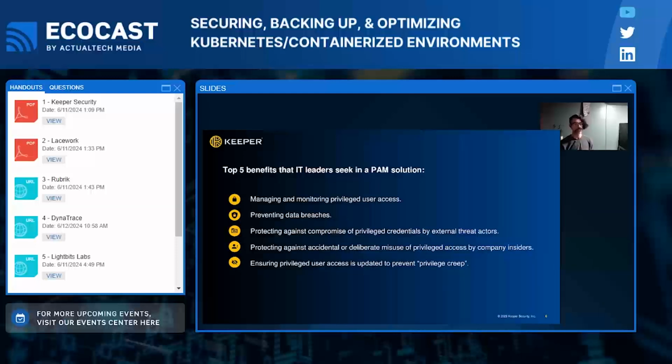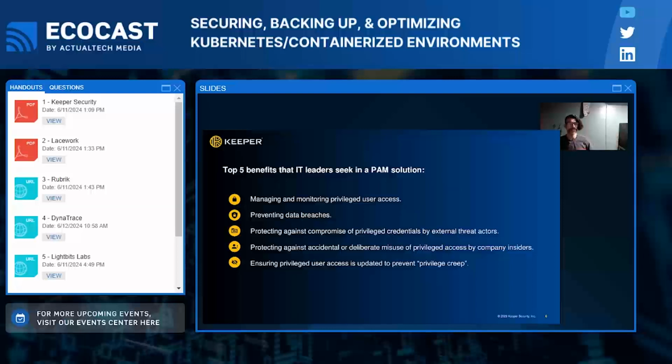And they also want to ensure that privileged user access is updated to prevent privilege creep. So privilege creep: I was in one role that had certain privileges, but now I moved to another role. There was a transition period, but for some reason now I have two privileged accesses against me because I used to be in a previous role, but they never pulled that other role's access away from me. Privilege creep. That's bad.